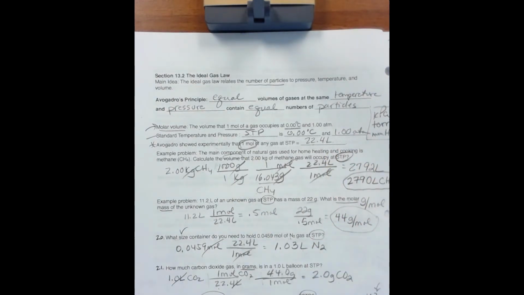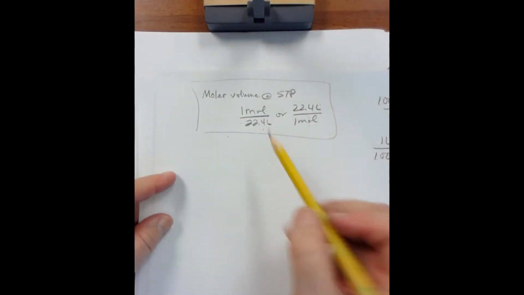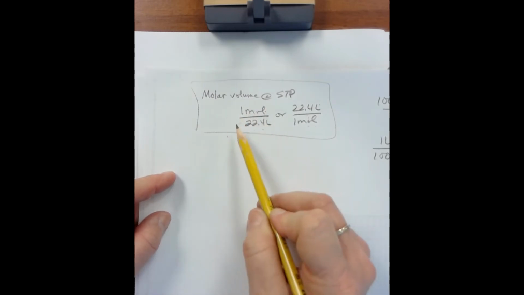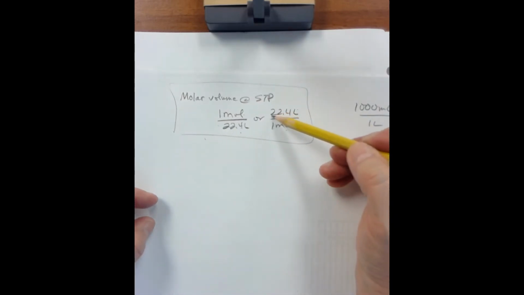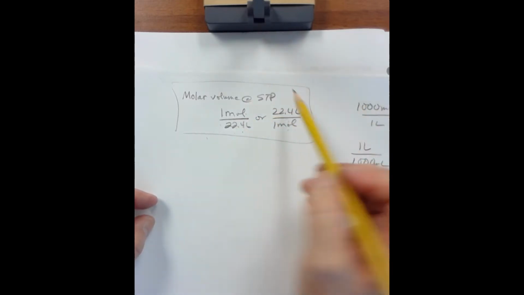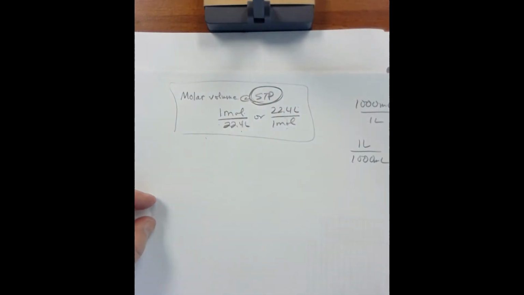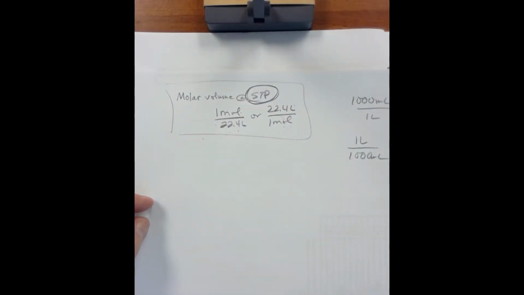This means that we can actually use 1 mole over 22.4 liters as a conversion factor, or 22.4 liters over 1 mole, whichever one we need to answer our question, but this only works at STP. This doesn't work if our pressure and temperature are not STP. So let's look at how we solve a couple of problems here.